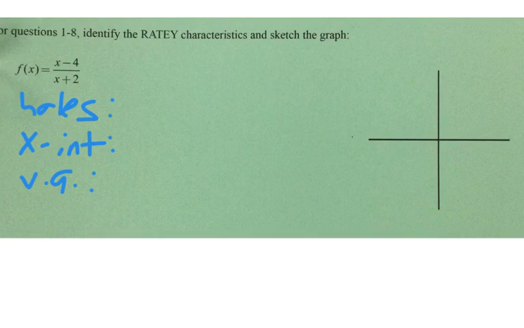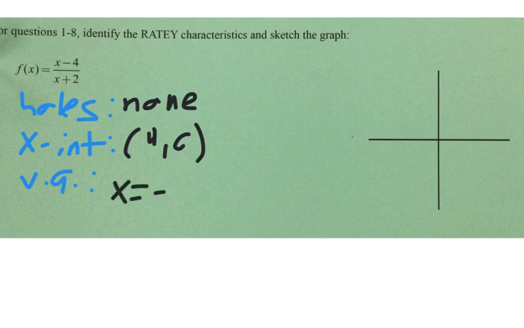So this is already in both factored form and in standard form. So that's nice. Are there any common factors that I can cancel out in the numerator and the denominator? There's not. That means there are no holes. Which means all the factors in the numerator give the x-intercepts. So the x-intercept is going to be at 4, 0. And the vertical asymptote is going to be at x equals -2. Questions there on anything I just did?